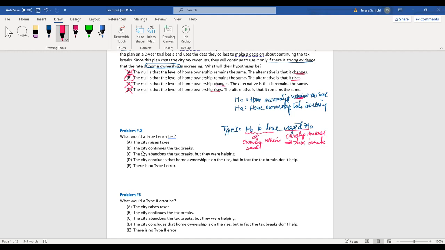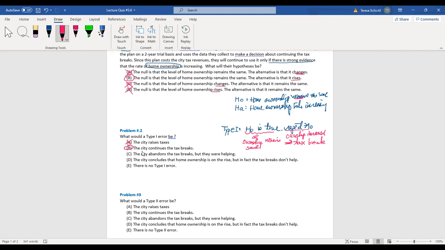The first one says the city raised taxes. No, we did not say that. Part B says the city continues the tax break. That means this is the action, right? The city thinks ownership increased, so they keep the tax break. So B is correct.